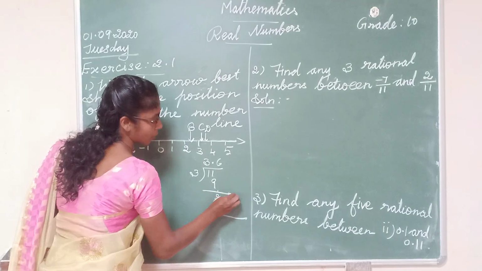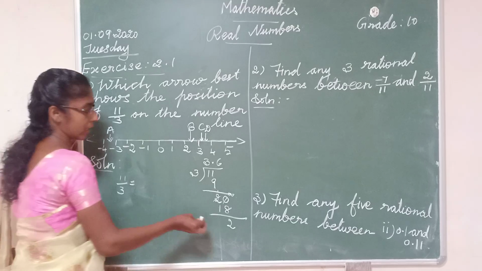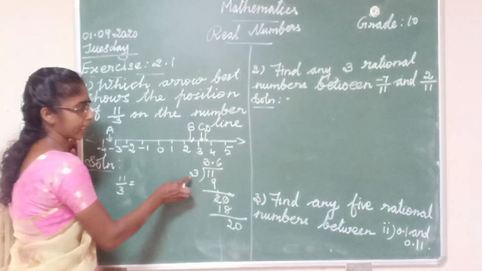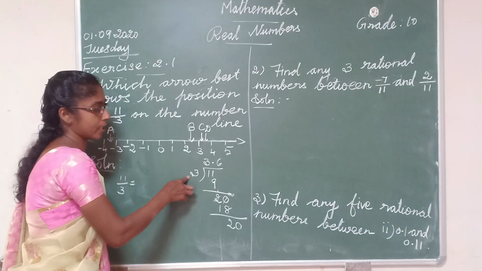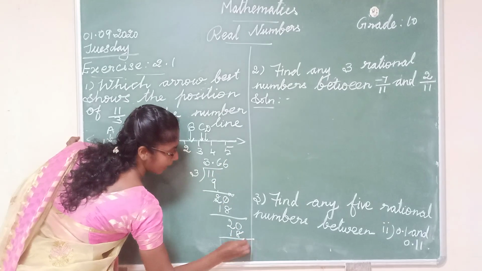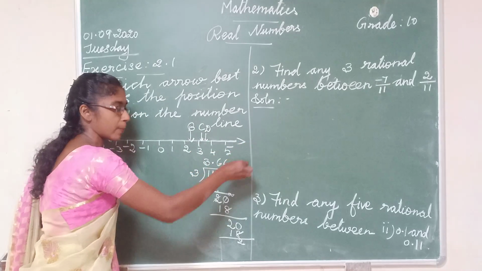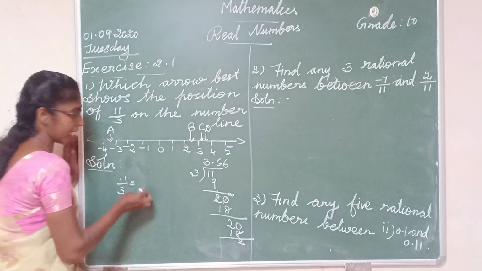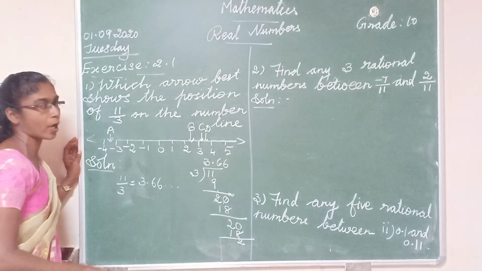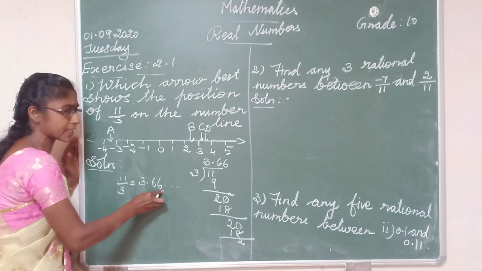What will we get? 2. 2 is the balance. Next, again we include 0 here. 6 3s are 18, again 2 balance. It will continue again and again. Only 6 will come in the quotient. So we can write 3.66 etc.